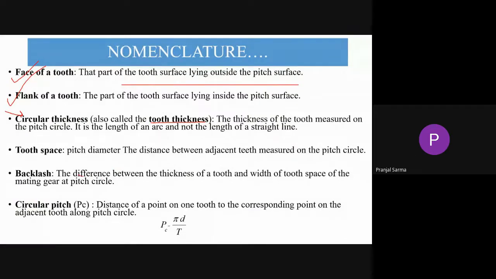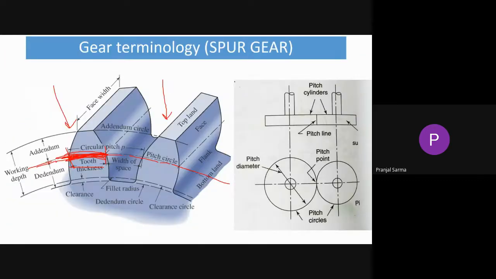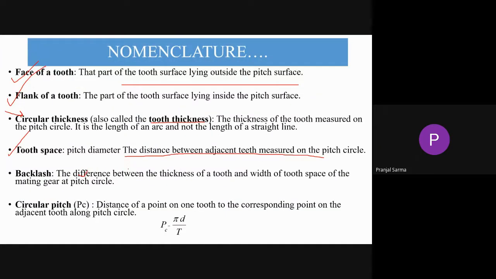Now there is another word known as the tooth space. This is nothing but the distance between the adjacent teeth, once again measured on the pitch circle. In this portion, there are two teeth, this is one, this is another. You can see there is a certain gap in between, right? This distance or gap between two adjacent teeth, once again measured along the pitch circle, is known as width of space or tooth space. Understood?